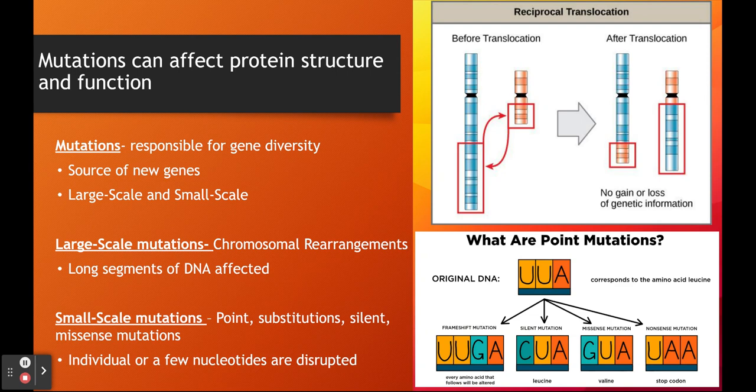Small-scale mutations are going to impact a single gene most times. And this is what we call point mutations, substitutions, silent mutations, missense mutations, nonsense mutations. Yeah, there's all kinds. So we're going to talk about the different kinds. But usually, small-scale mutations are individual or a few nucleotides get disrupted at one time.